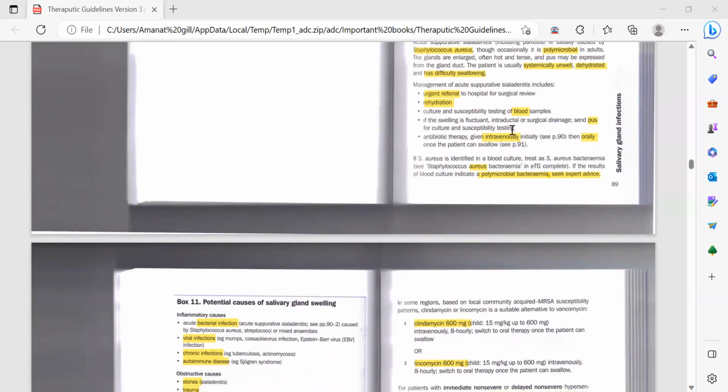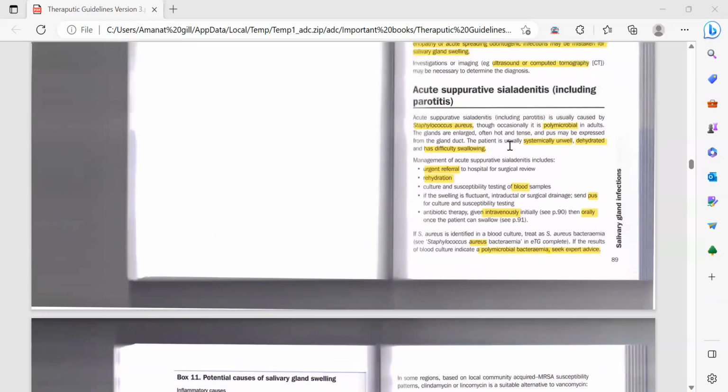Antibiotic therapy is given intravenously initially and then orally once the patient can swallow, because there is a swelling with respect to the salivary gland, so there would be difficulty in mouth opening. Okay, so first we need to give those patients IV antibiotics, and then we can start with the oral antibiotic.